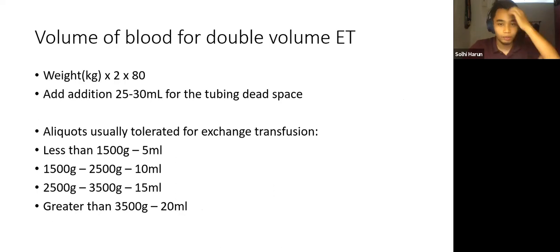The volume of blood for double volume ET, the formula is the weight of the baby in kg times 2 times 80. We also need to add an additional 25 to 30 milliliters for the tubing and dead space because of the appliances we use. And aliquots, the portion that is tolerated for each cycle, is according to the weight of the patient: less than 1.5 kg, 5 milliliters, and so on as written here.